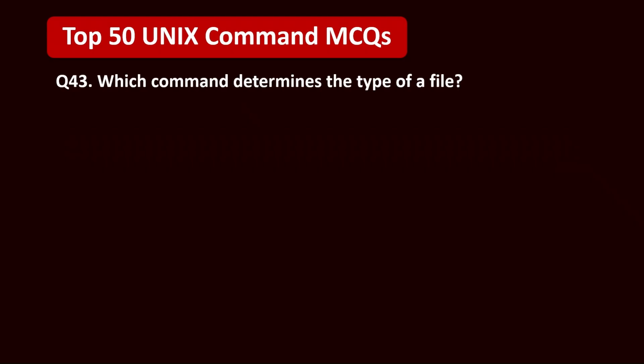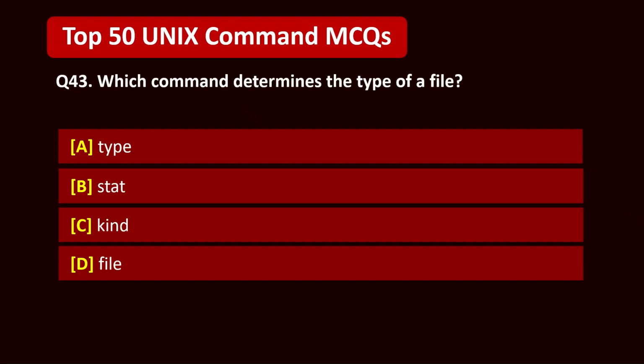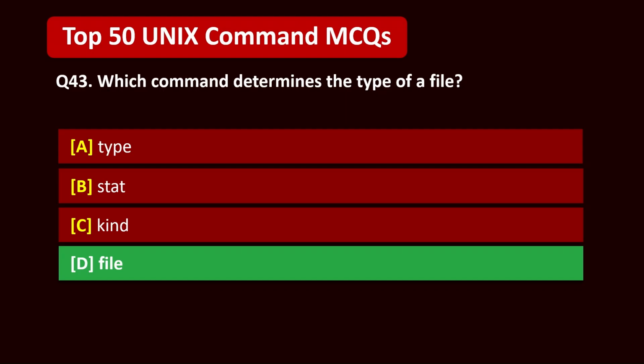Question 43. Which command determines the type of a file? A. type, B. stat, C. kind, D. file. Correct answer is D. file.